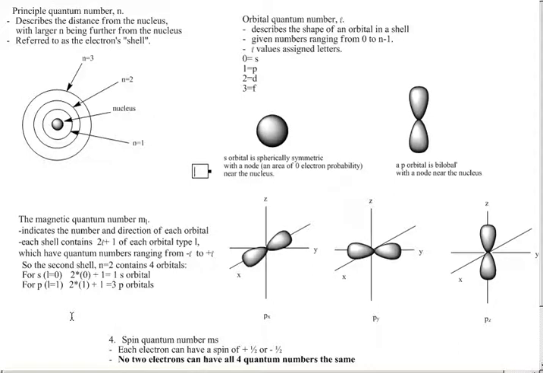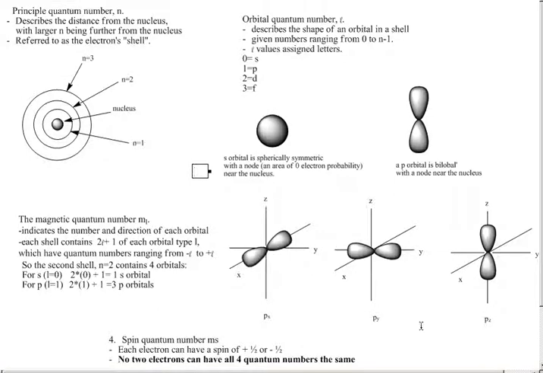The rule for figuring out how many magnetic quantum numbers you're going to have is that you look at the number L, and there's going to be 2L plus 1 of the magnetic quantum numbers. In this example, the second shell where n equals 2 contains 4 orbitals. For L equals 0, which is the s, there is only one s orbital. For L equals 1, which is the p, there are a total of 3 p orbitals.